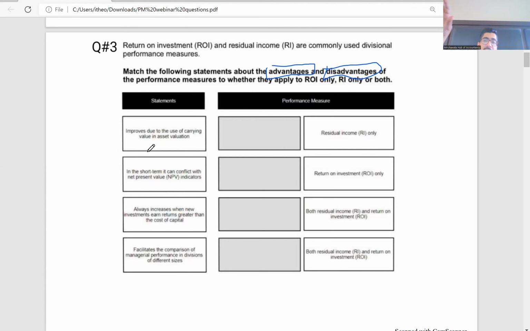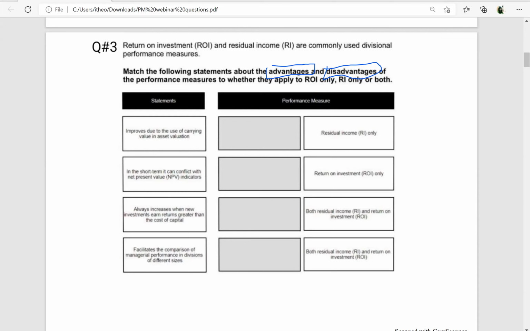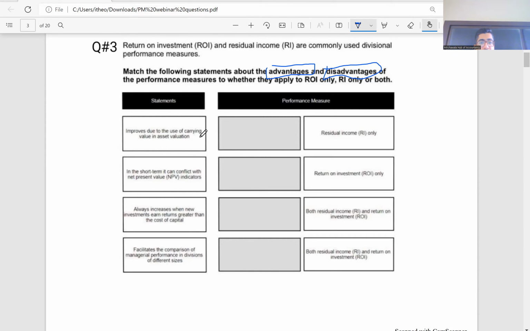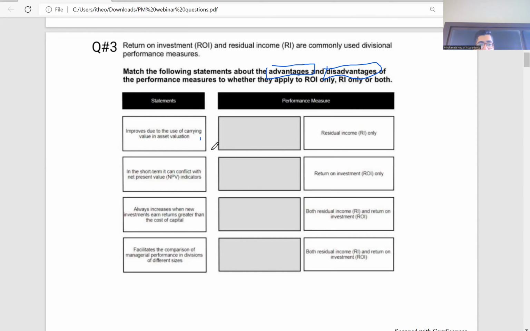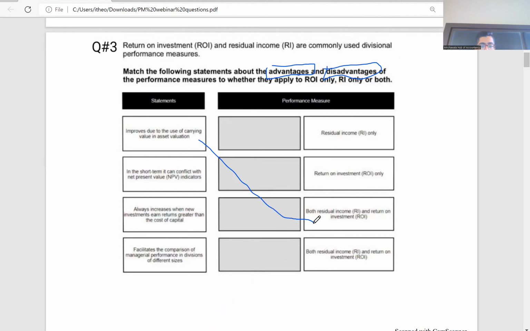And similarly, RI is pre-tax profits less interest, and interest is capital employed into interest rate. When you use carrying value, the net book value, the asset values go down as they get older. When net book value goes down, the capital employed goes down, and so the interest cost will also go down. So this will improve your RI as well. So this statement, that it improves due to use of carrying value in asset valuation, applies to both ROI and RI.